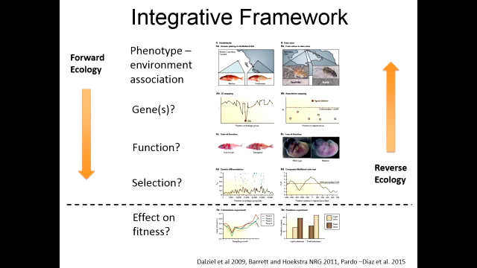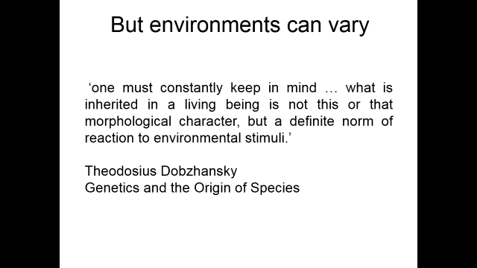Ultimately, in order to be able to find that link with the environment, you have to be able to determine whether or not there's an effect on fitness in association with the genes and their environment. And one of the problems is that environments vary. So Dobzhansky would remind us that when we're studying how traits are inherited, we have to keep in mind that what is inherited is not just a specific character or trait. What's inherited is a definitive norm of reaction to environmental stimuli.